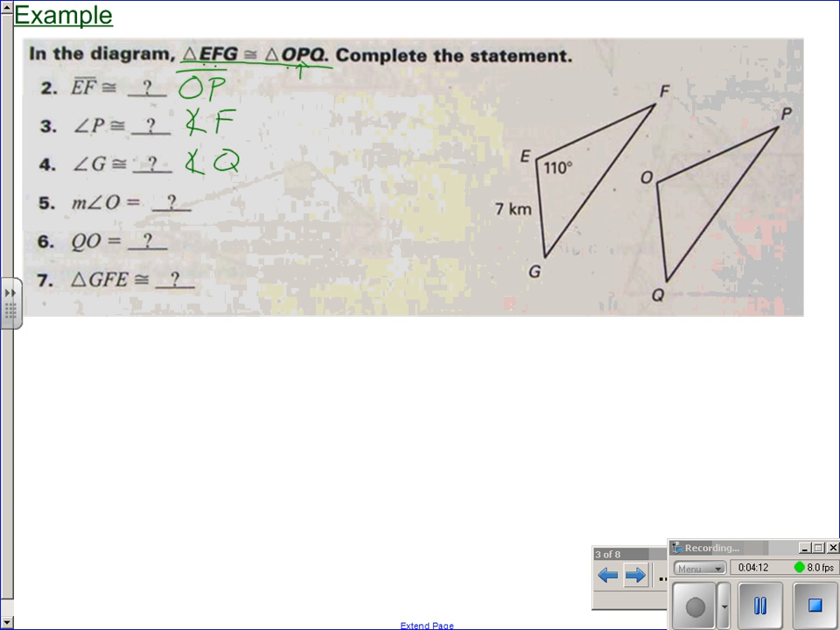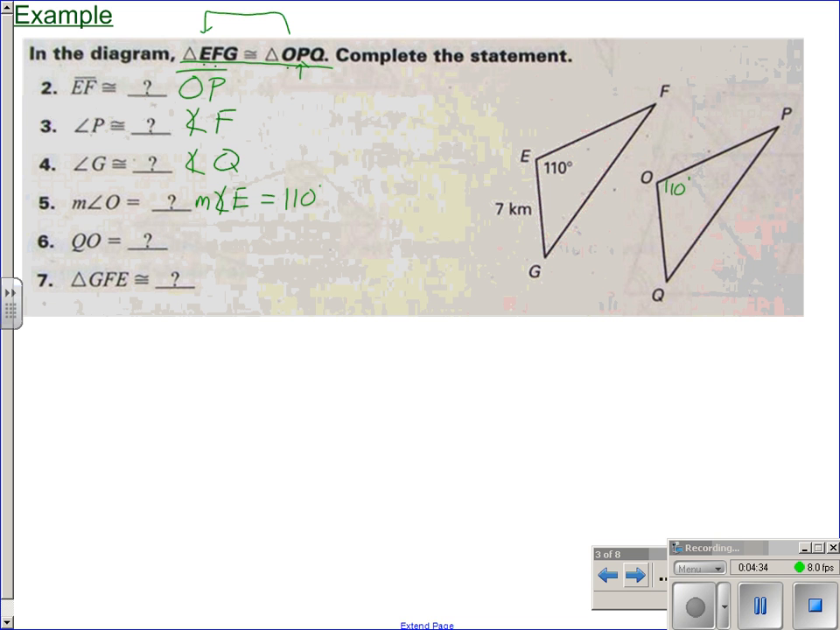Measure of angle O. Angle O corresponds with E. Angle E is 110, so O has to be 110 also. So I'm going to put it in two ways. Measure of angle O is going to equal measure of angle E, which equals 110 degrees.